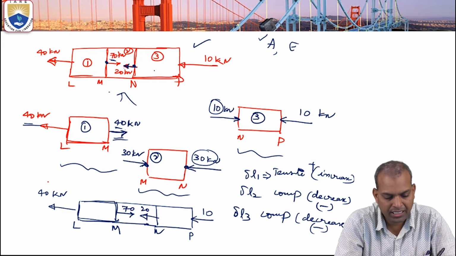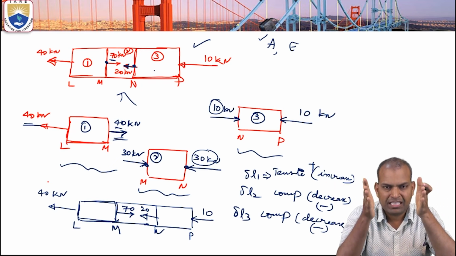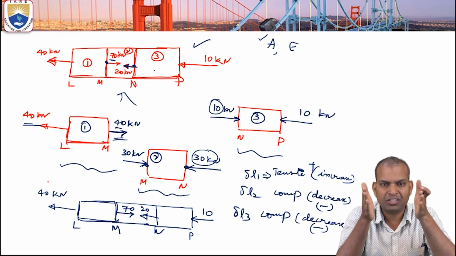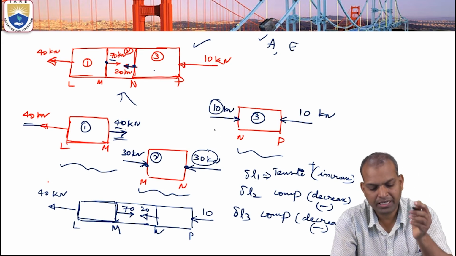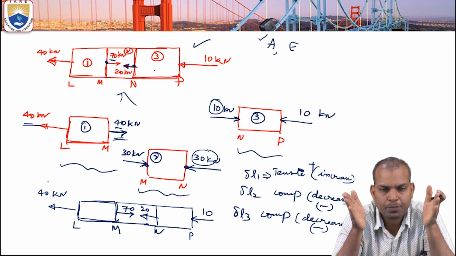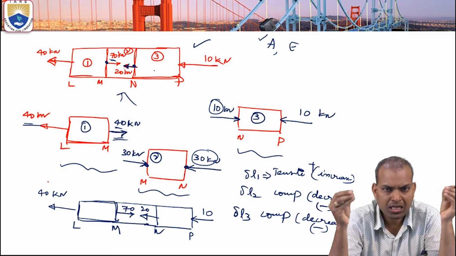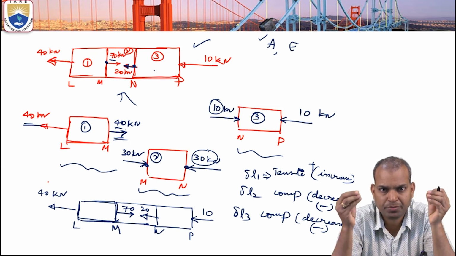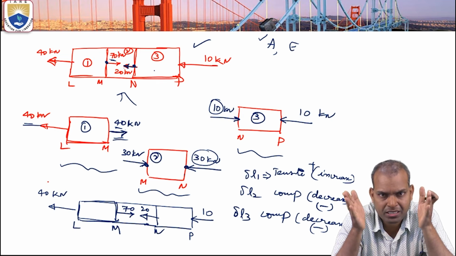Now here again section 2, 30 kilonewtons, compression. Equal and opposite forces are acting, so it will be in equilibrium. Similarly section 3, again equal forces are acting, 10 kilonewtons, under compression. Under compression load, there is a decrease in length. Under tensile load, there is an increase in length, that is, deformation takes place. Under compression load, there is a decrement in length.